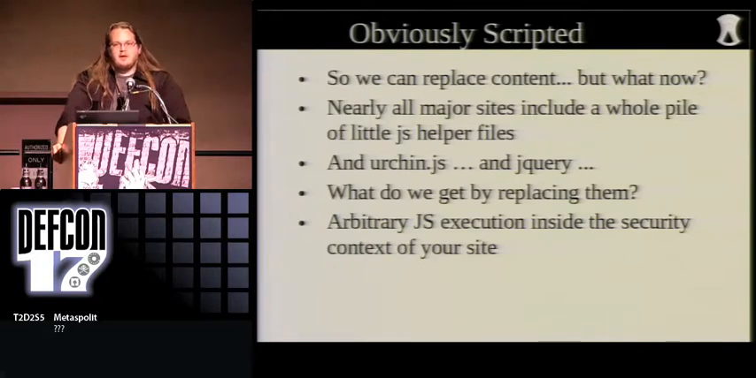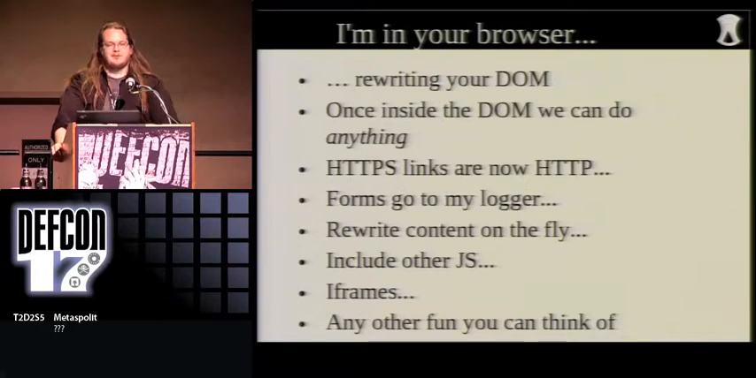Pretty much every website includes a ton of little JavaScript helper files. If you look at a session with Firebug while you're browsing, you'll see it load, you know, 15, 20 files. Or Urchin for Google Analytics, or jQuery, nice standard file names. So what do we get if we replace them? Arbitrary execution inside the security context of the website people are looking at. So I'm in your browser, rewriting your DOM. Once we get in there, we can do anything we want.